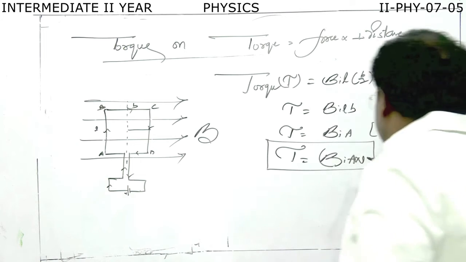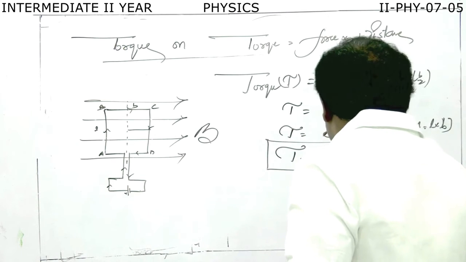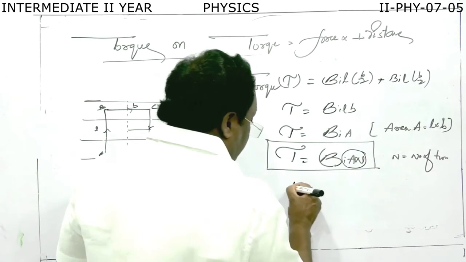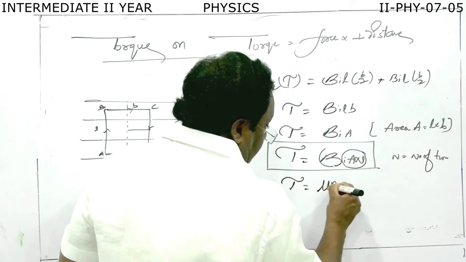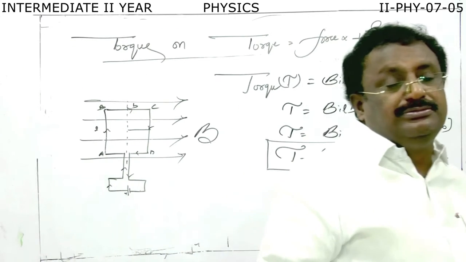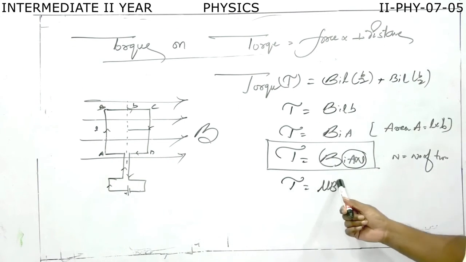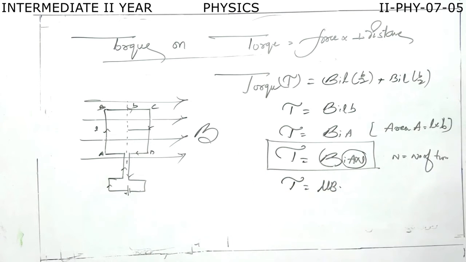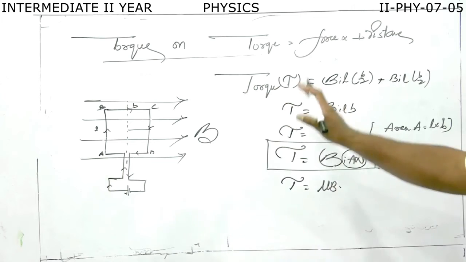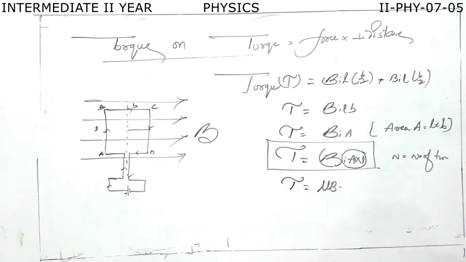Now we can add, this is the magnetic dipole moment. We may also write torque is equal to magnetic dipole moment into B. So this is the maximum torque on a current carrying coil when the plane of the coil is parallel to the magnetic field.